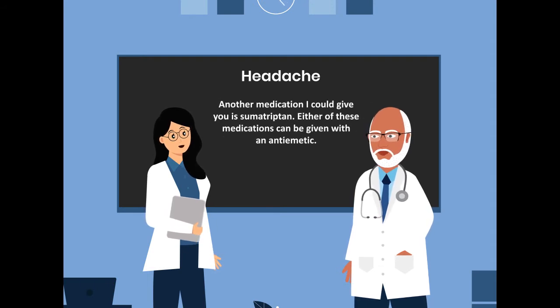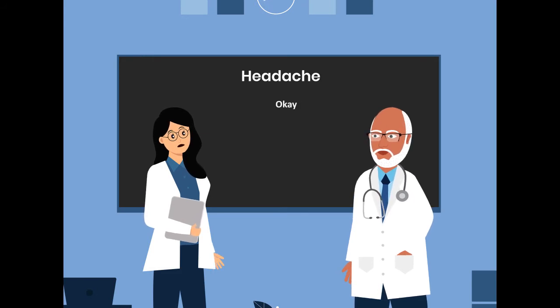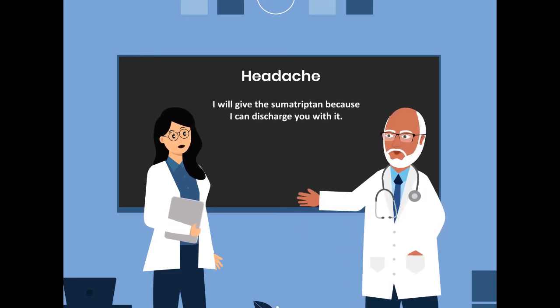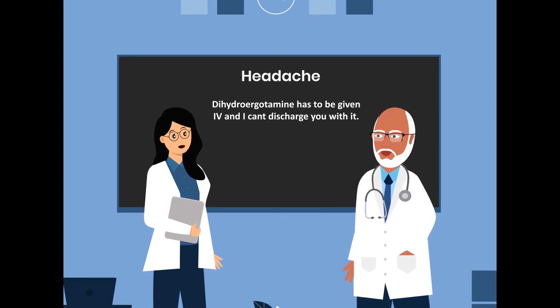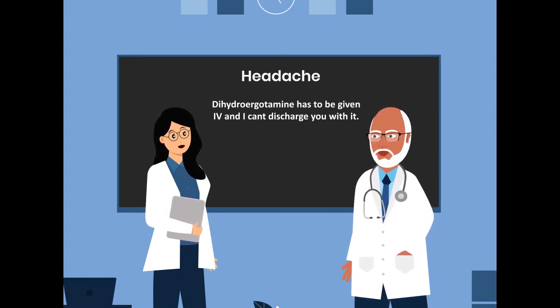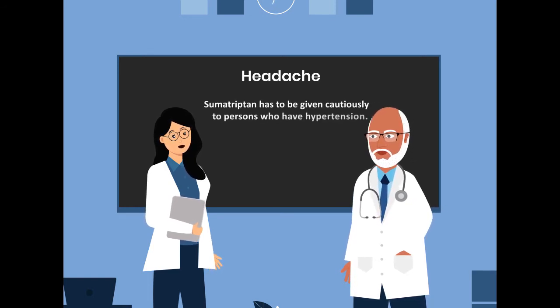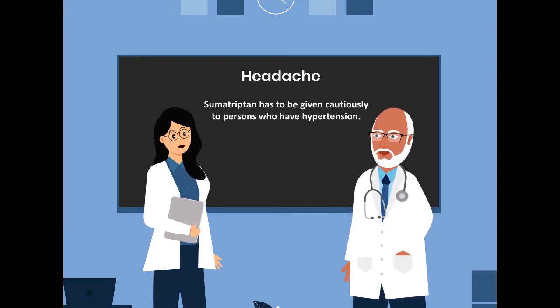Another medication I could give you is sumatriptan. Either of these medications can be given with an antiemetic. Okay. I will take the sumatriptan because I can be discharged with it. Dihydroergotamine has to be given by intravenous route, and I can't discharge you with it. Sumatriptan has to be given cautiously to patients who have hypertension.